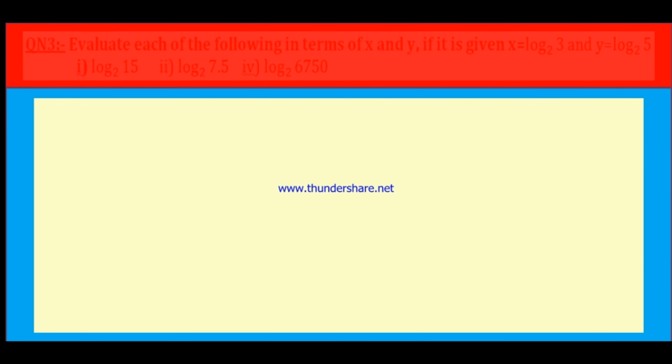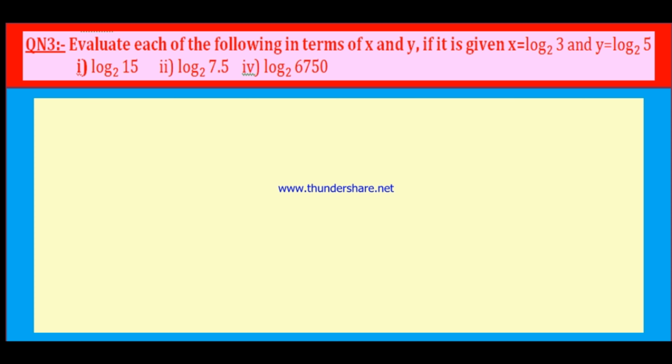Now, question number 3. Evaluate each of the following in terms of x and y if it is given that x is equal to log 3 to the base 2 and y is equal to log 5 to the base 2. The first bit is log 15 to the base 2, the second bit is log 7.5 to the base 2, and the fourth bit is log 6750 to the base 2.